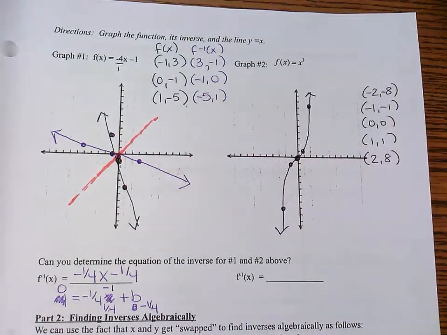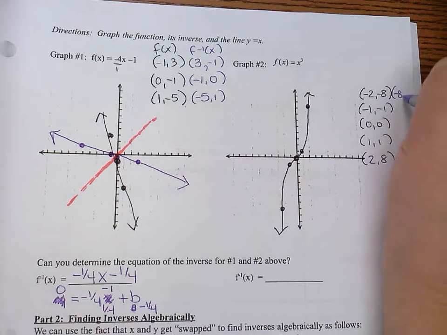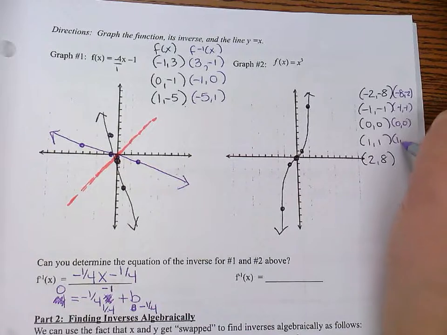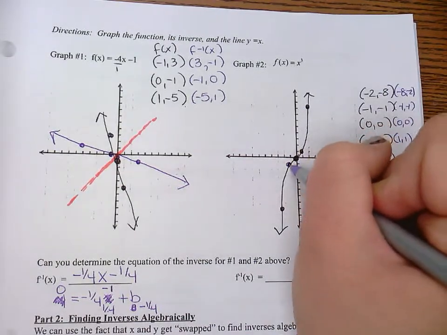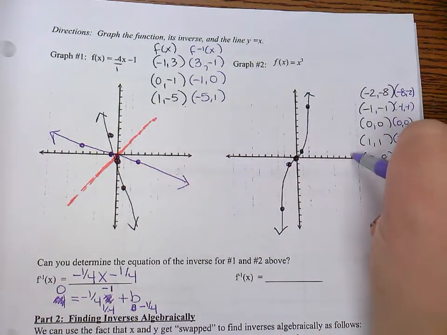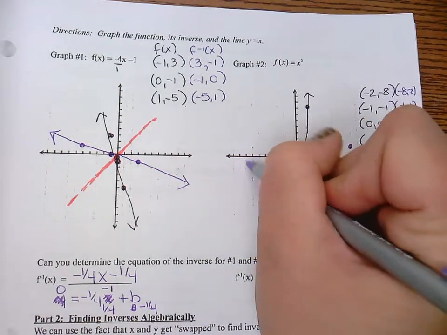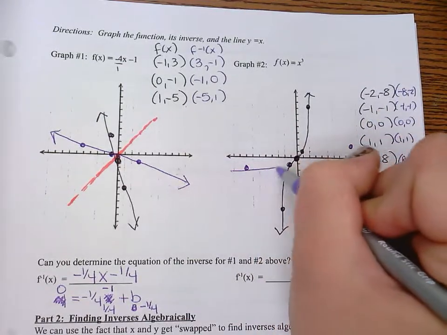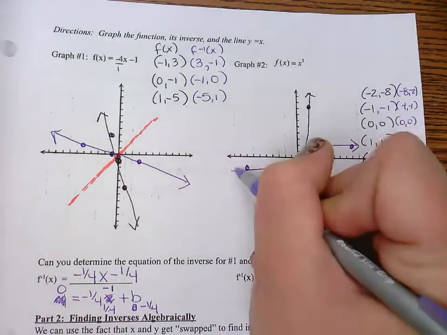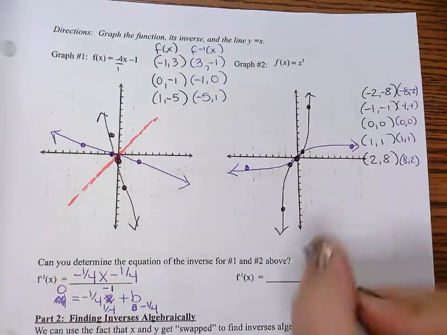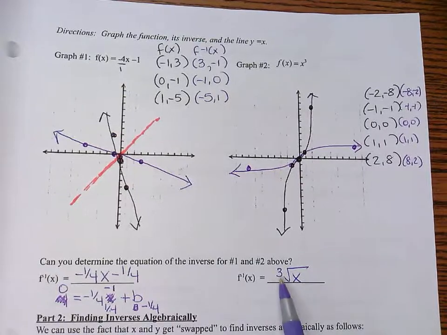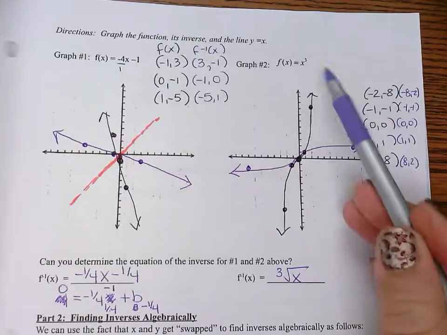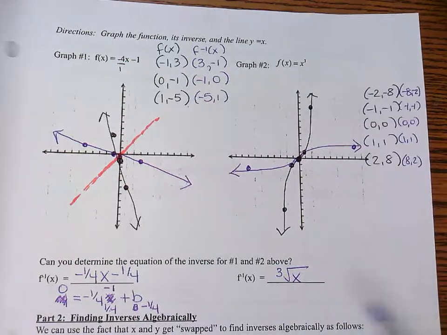So I'm going to flip-flop all those points, right? Negative 8, negative 2, negative 1, negative 1. These would all stay the same. 8, 2. So these 3 points stay the same right around the origin. And then 8, 2, negative 8, negative 2. Didn't I just graph the cubic or cube root function, right? So the cube root function is what I just graphed. y equals cube root of x. Isn't that the inverse? They're going to undo each other.